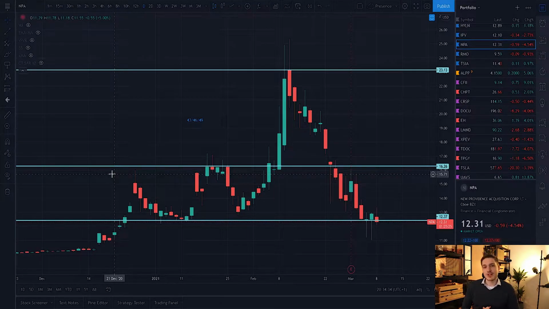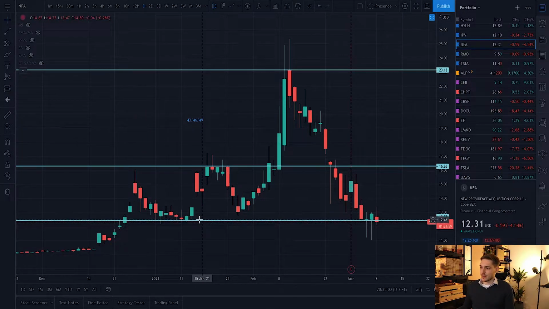Right here we have a chart of NPA, which is the SPAC that is going to be acquiring AST Space Mobile. And here you can see three horizontal lines: over here at $23.13, over here at around $16.26, and around here at around $12.37. Now these are all levels of support and resistance.